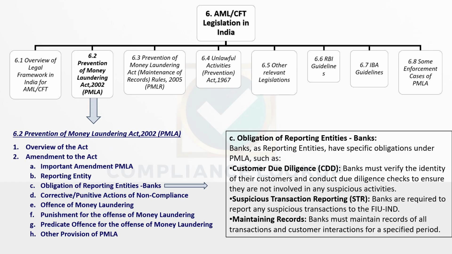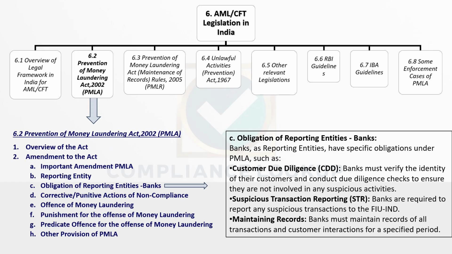2. Suspicious transaction reporting (STR). Banks must report any suspicious transactions to FIU-IND. A transaction might be flagged as suspicious if it involves unusually large cash deposits or seems inconsistent with the customer's profile. Example: if a customer with a modest salary suddenly deposits Rs 1 crore, the bank must investigate and report it as a suspicious transaction.